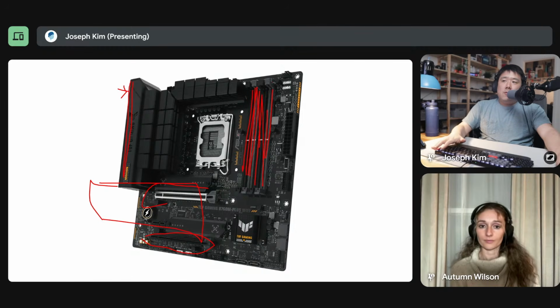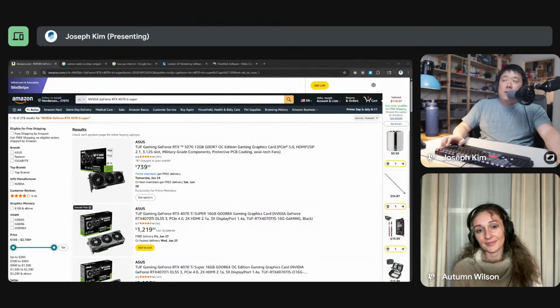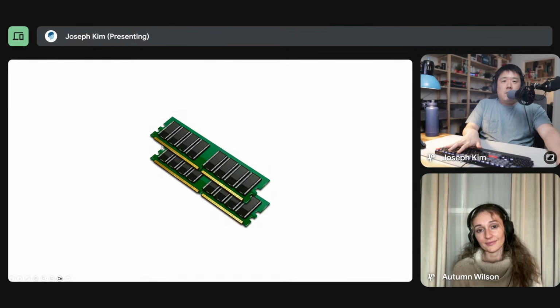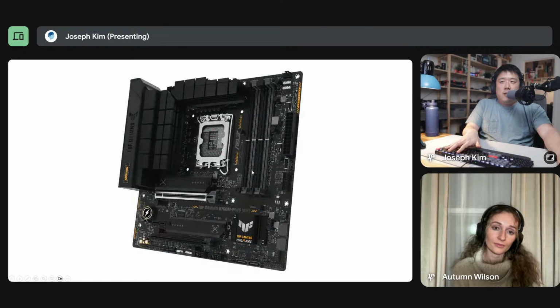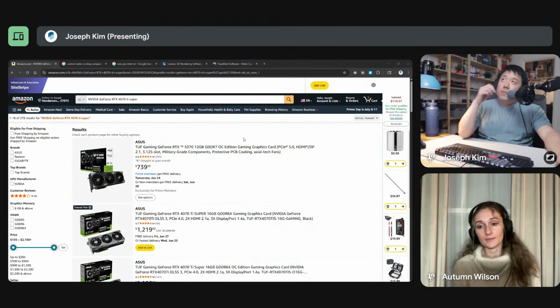Also, something good to know is what the memory looks like. This is what RAM or memory sticks look like, and you just take one of these and slot it in there. That is what you do. But I also wanted to show you something, and the thought just left my head.